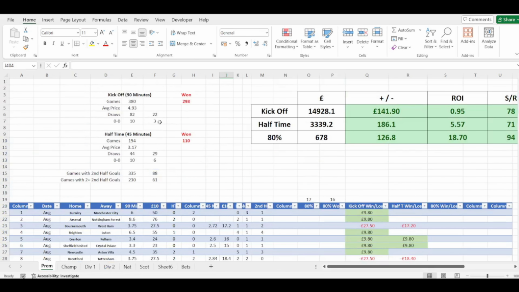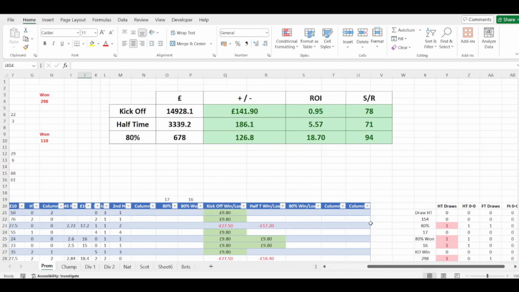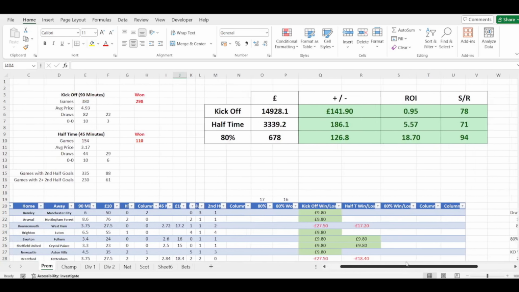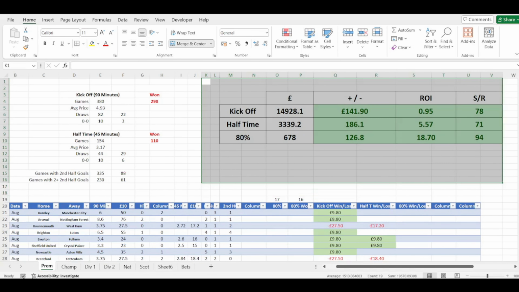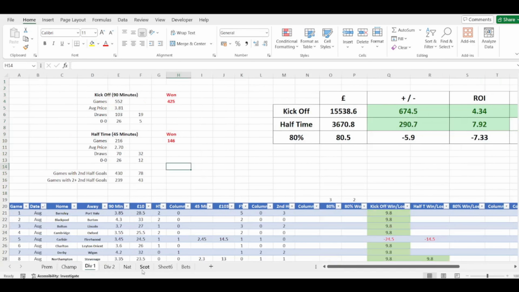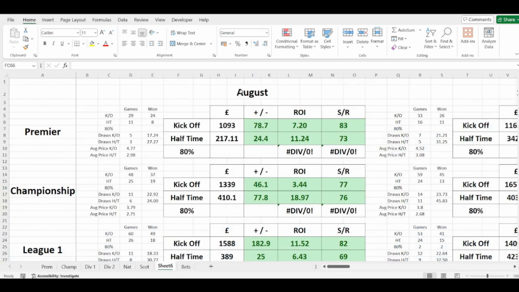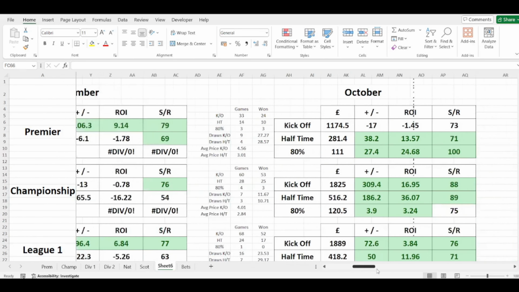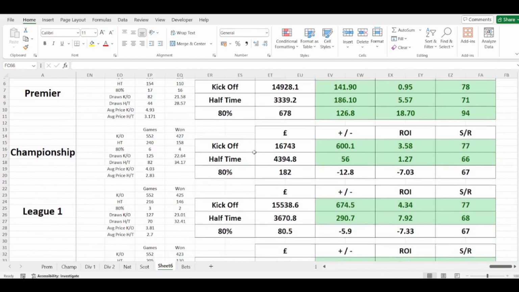So that's what these tables are. And obviously at the top are the results. I've done that favourite division, so we'll just go to the end. I record it every month as well, but I'm not going to show you every single month individually. All I'm bothered about is the total.